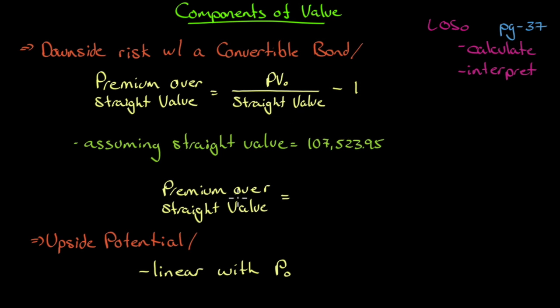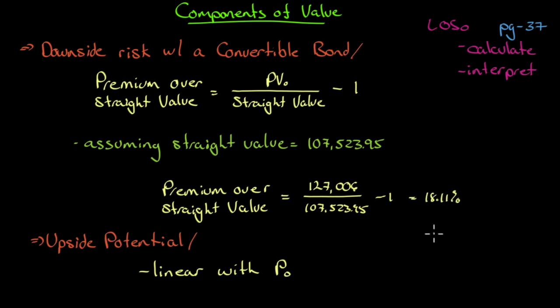So let's have a look at this, the premium over straight value. That's very simple. We know the market value of the bond right now is 127,006 from the last screen. Divided by the straight value, we're given the straight value, 107,523.95. So that means if this were not a convertible bond, just on the merits of a straight bond itself, it would be selling for 107. We're paying 127, so we're paying an extra 20,000 for the conversion, for those 16,666 shares that we could potentially trade for. So let's have a look at what that is. Of course, minus 1 gives us 18.11%.